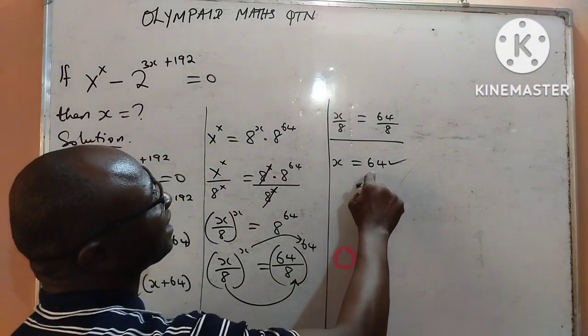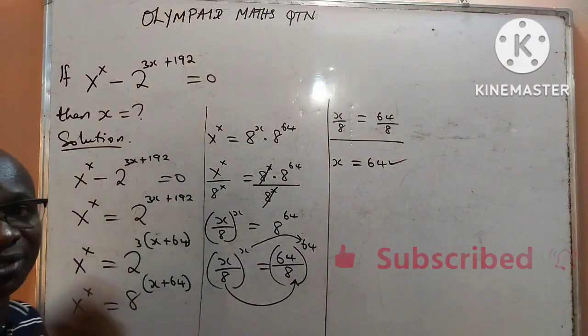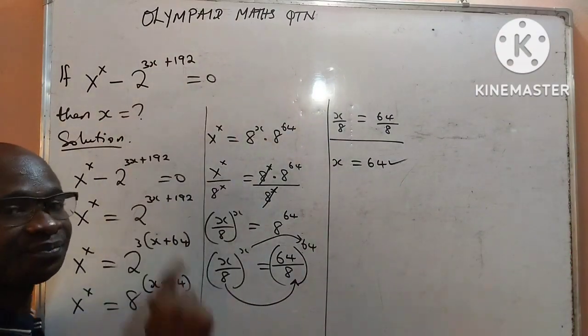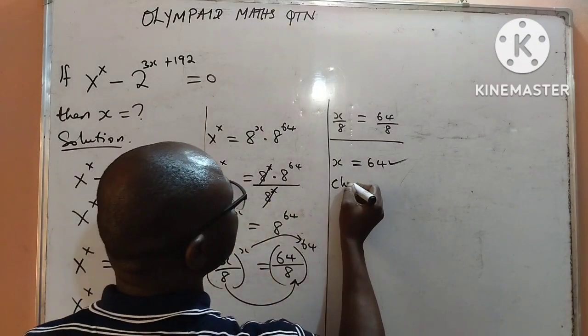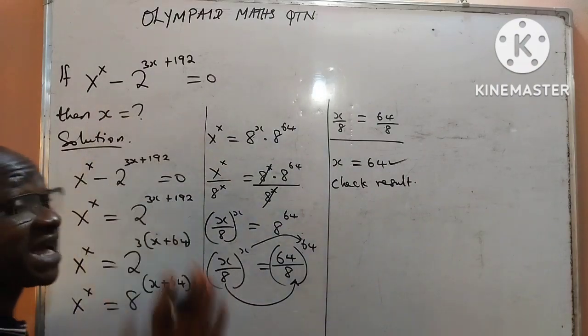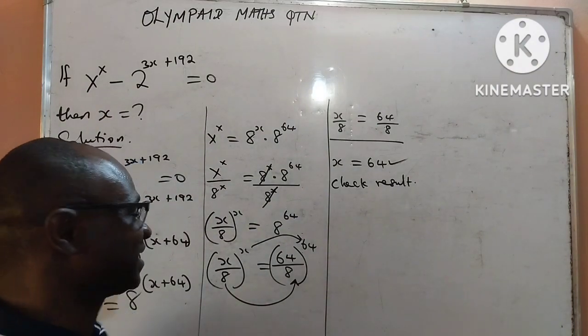We are going to apply the value of x equal to 64 into the given question to see if it will be equal to 0. Check result. We are done solving for the value of x as required by the question. We are done. Math is life, honestly.